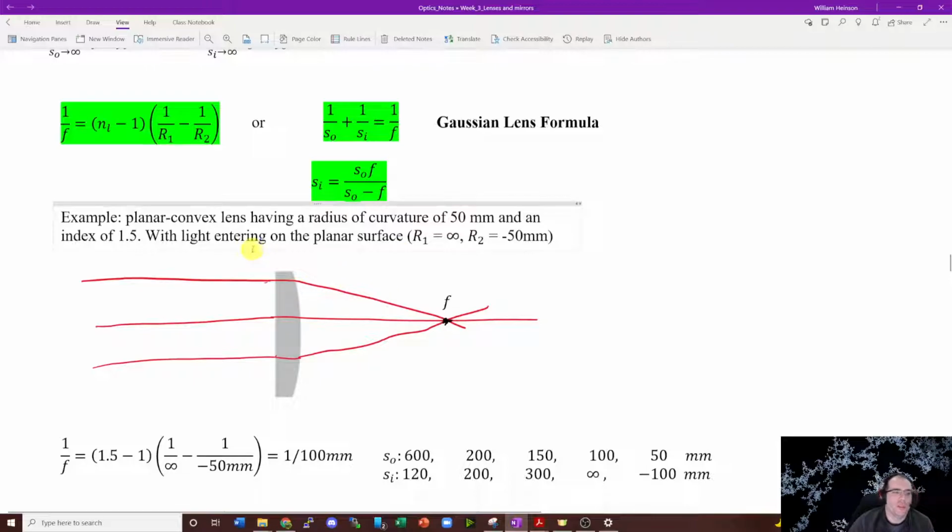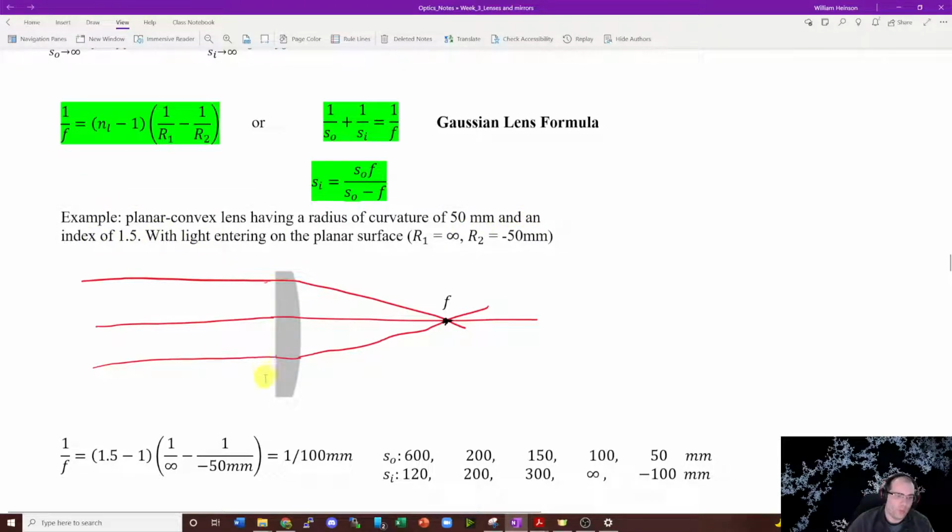So here's an example of a thin lens. An example, a planar convex lens. So we have a plane, and it's convex here. And the curvature here is like a sphere with radius 50 millimeters. And the index is 1.5.